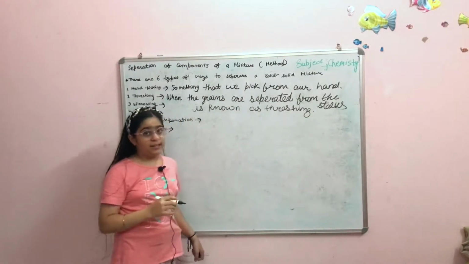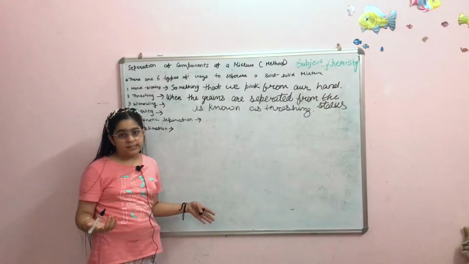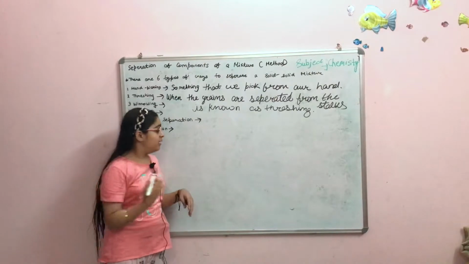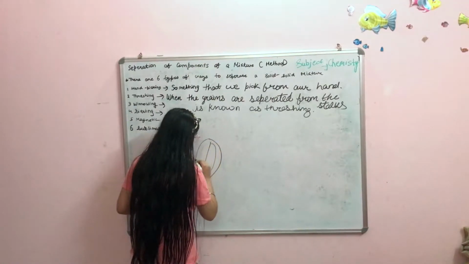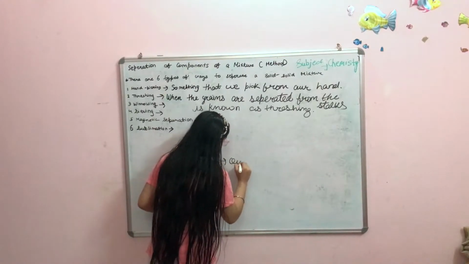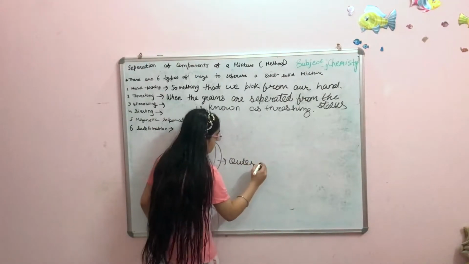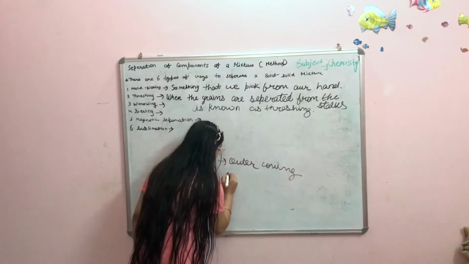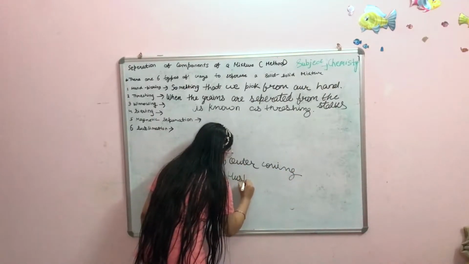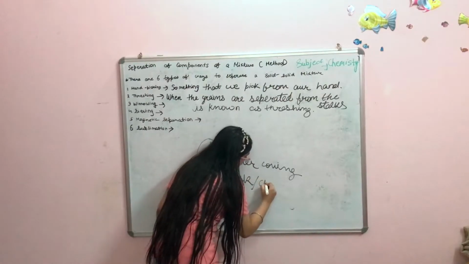And one more thing, the outer covering of a grain is known as husk or chaff. This is the outer covering, also known as husk or chaff.